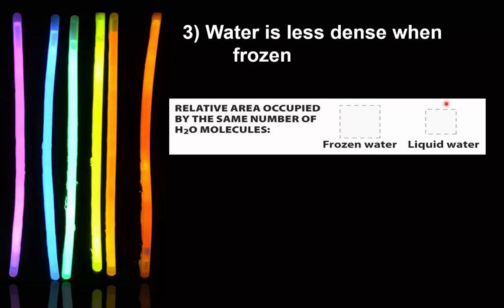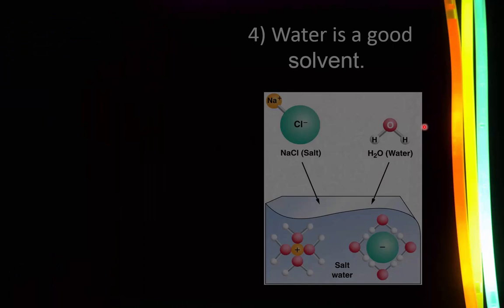So anyway, water is less dense when frozen, and again, it comes down to the hydrogen bonding and those bonds kind of spreading out more and becoming more uniform than when water is in a liquid form. So it comes down to the hydrogen bonds again.